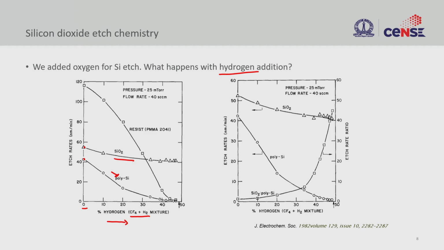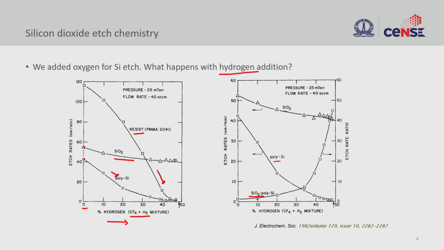But again, the interesting thing is your resist. Your resist etch rate dramatically reduces. This is again an interesting thing to notice, because you are improving your selectivity with respect to resist as well. So this is how adding hydrogen is helping you improve your selectivity between silicon dioxide and polysilicon, and also photoresist. So the right-side graph is the same graph, but we are only looking at the selectivity with respect to polysilicon and silicon dioxide etch rates.